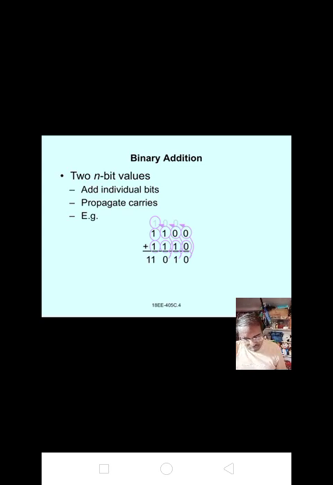Okay, here this is the problem now. 1 plus 0, 1. 1 plus 1, 0, carry 1. Now here 0 plus 0, 1. 0 plus 0, 0. 0 plus 1, 1. 1 plus 1, 0, carry 1. 0 plus 0, 0. 0 plus 1, 1. Answer is 1 0 1 0 1.